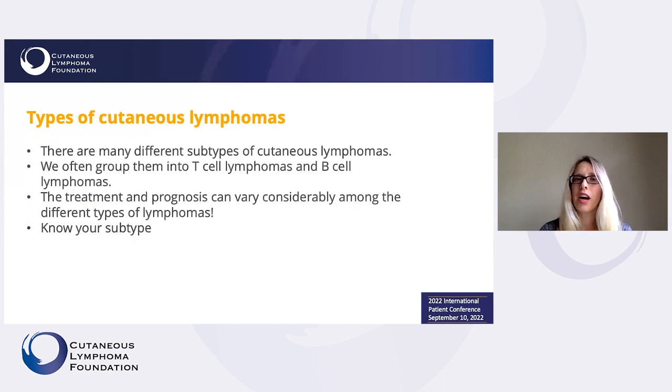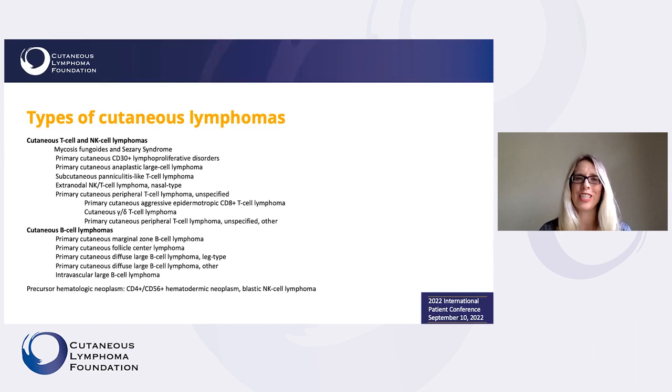Now, as I mentioned, there are a lot of different types of cutaneous lymphomas and lymphomas in general. And we usually group the skin lymphomas into the T-cell lymphomas and the B-cell lymphomas. And just as I mentioned, there's lots of different types. The treatment and the prognosis can vary very considerably among the different types of lymphomas. So it's really important to know your subtype and know that not all information on lymphomas will generalize to your specific condition. So here is a long list of some of the many different types of cutaneous lymphomas. We'll look at some of these a little bit more in detail.